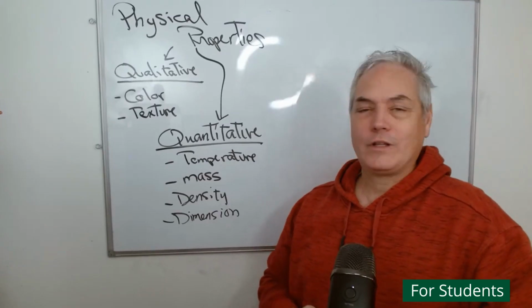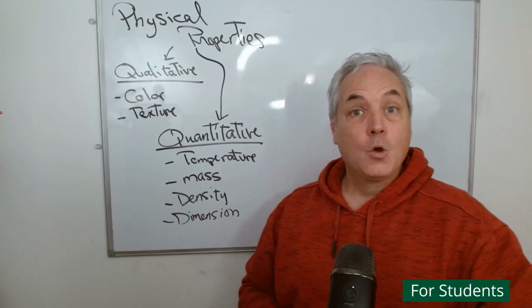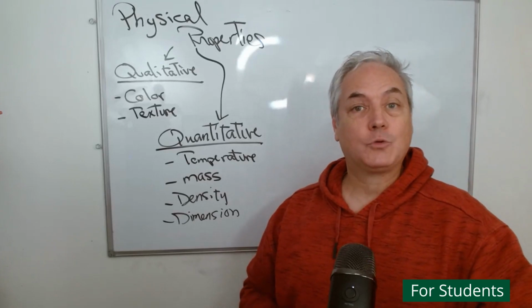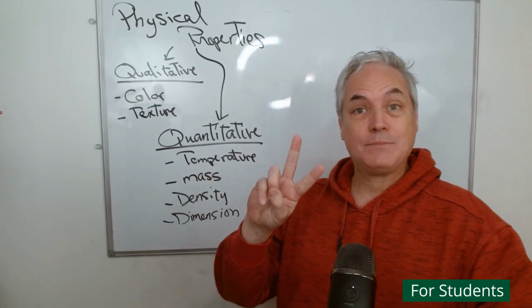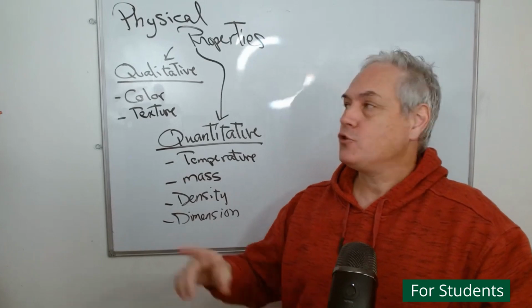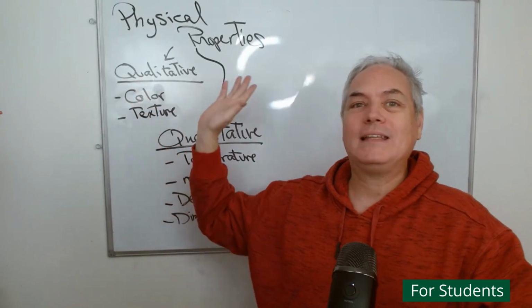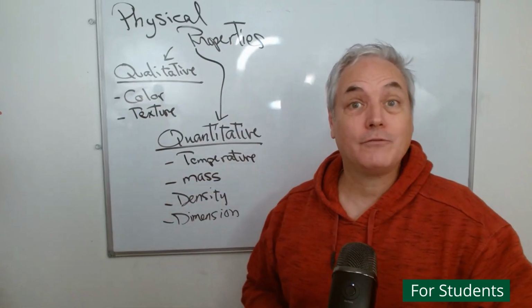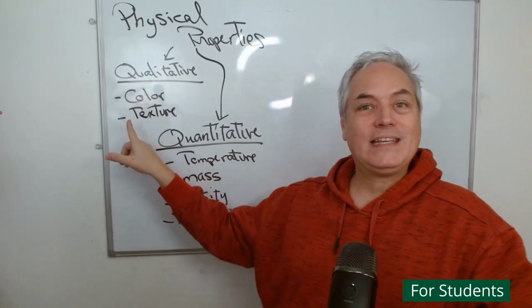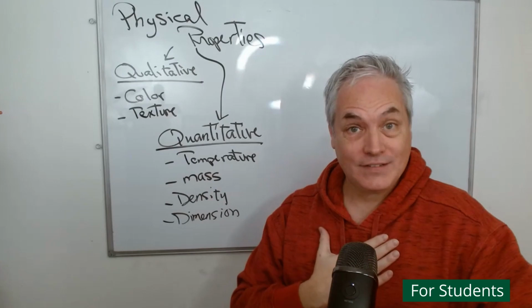So let's see if we can go to the next page. When we think of matter, we have what we call physical properties, and they can be divided in two parts. The first one is what we call qualitative properties. These have been discussed and talked about for centuries, because these are coming from our 5 senses.